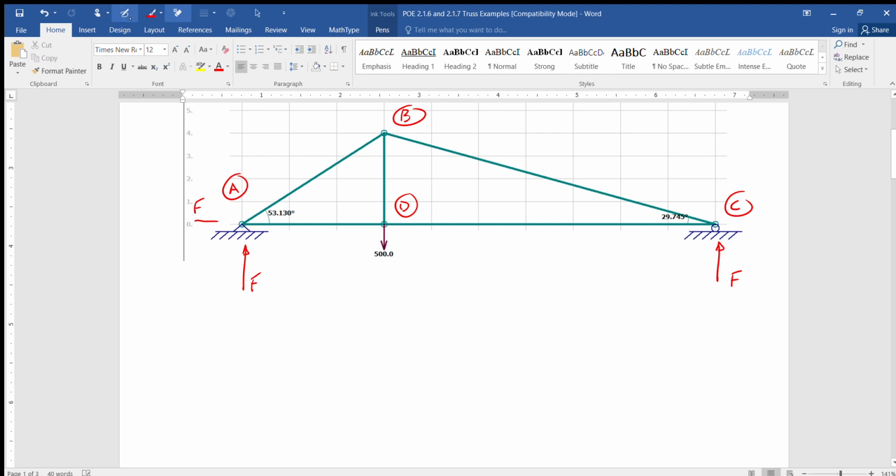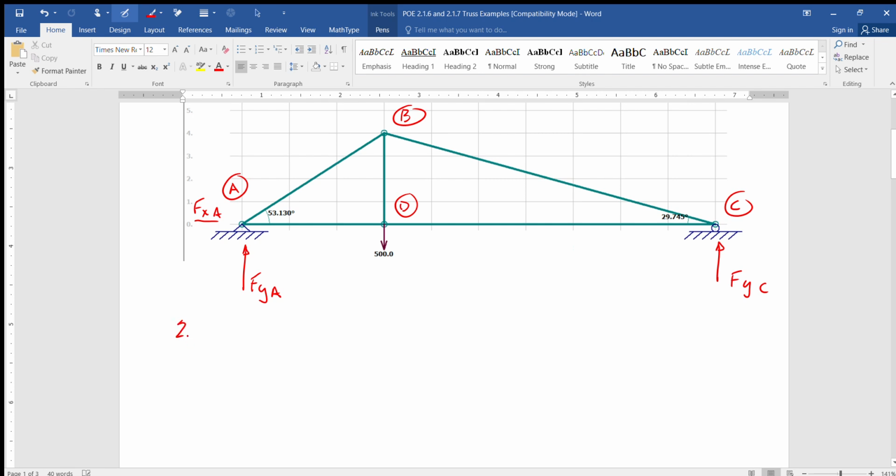This point over here, and actually I want to relabel these. I keep going back and forth. I've never made up my mind. Fx at A, Fy at A, Fy at C. So this one can't take a moment. It's just a simple support. Things sit on it and it'll slide if you try and twist it. Over here it's pinned, so it can take a moment.